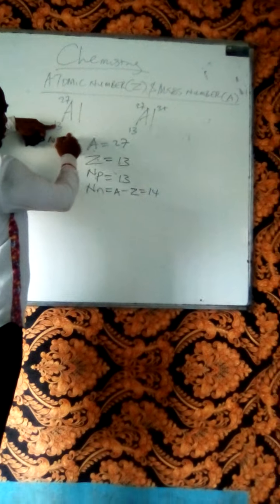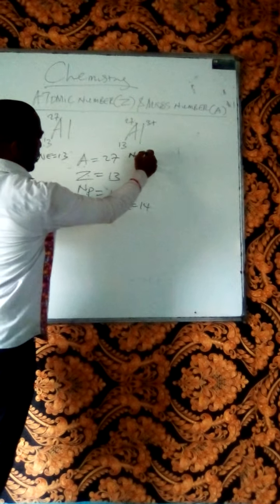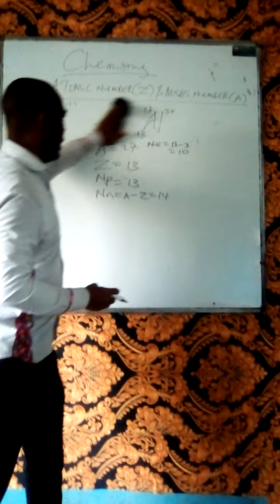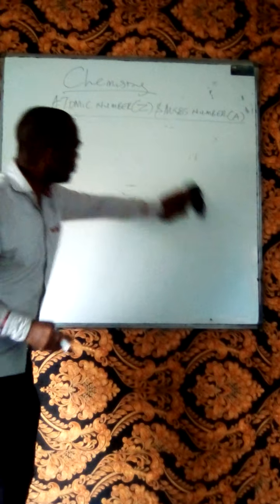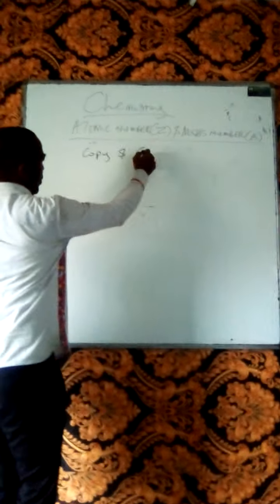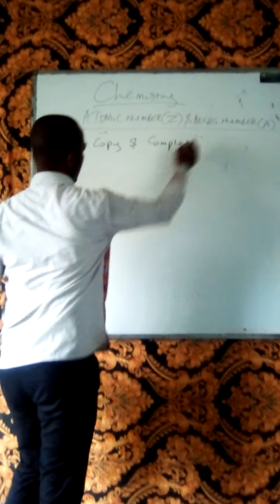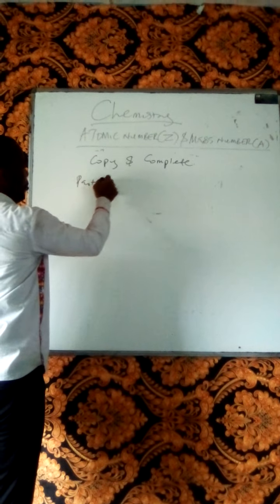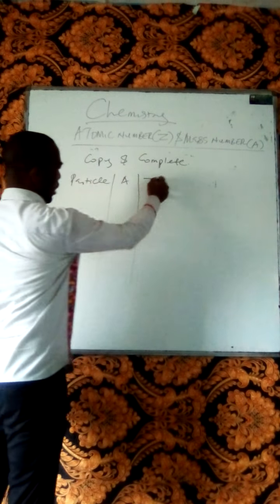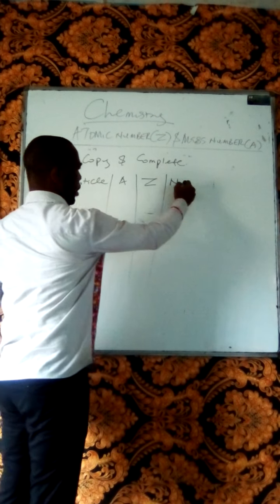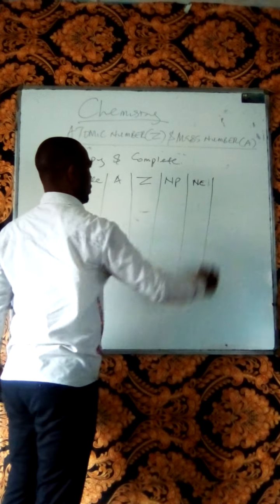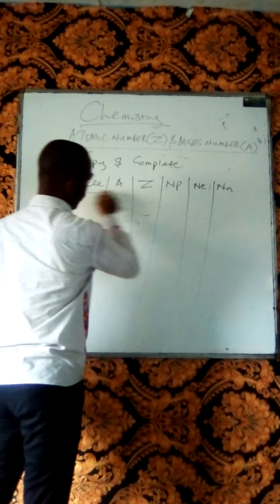Electron here is 13, while electron here is 13 minus 3, giving you 10. So let us take an exercise on this. We have this table. Copy and complete this table on the whiteboard. We have the particle, A representing the mass number, Z the atomic number, Np the number of protons, Ne the number of electrons, Nn the number of neutrons.